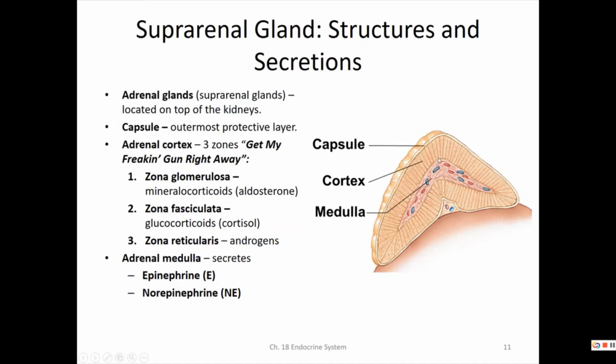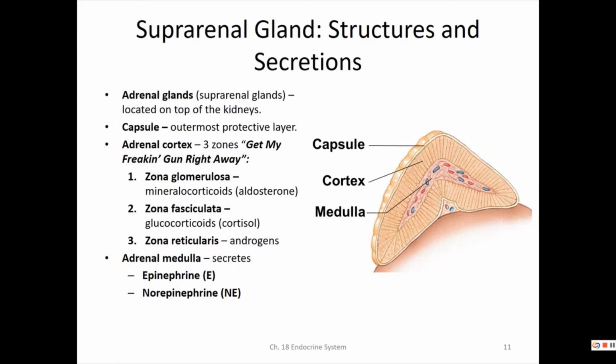Now, the cortex can be divided into three zones. In lecture, I showed the three zones a little bit better, and we talked about how there are three. The mnemonic I use is this: let's say you had a daughter and she starts dating. When her boyfriend comes over to pick her up for the first time, if you're her daddy, you're going to say, "Get my freaking gun right away."